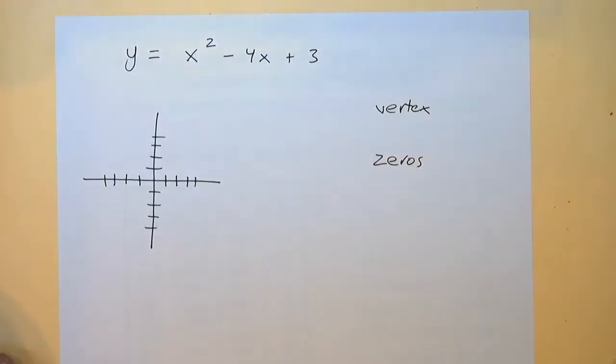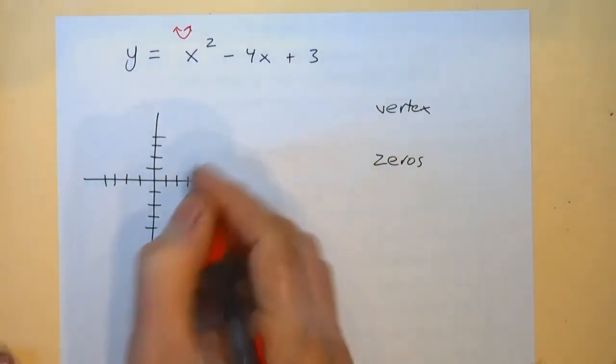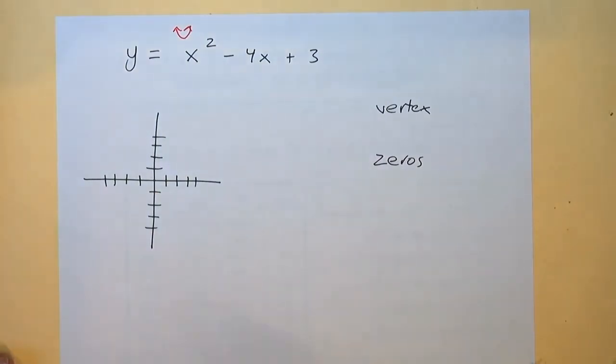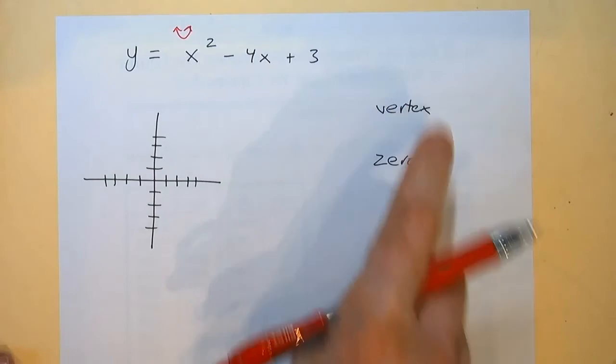Now, does this look like a path of a ball? No, this is positive. So this one's actually this way. So I'm wondering, where is it? But it's not in the center. Let's find the zeros first. You can find the vertex first. You go, how do you find the vertex? Let's find the zeros first.